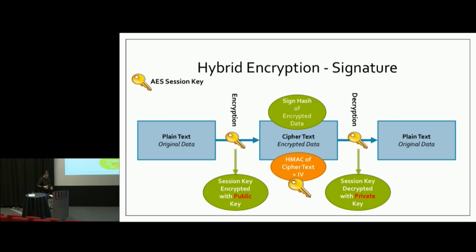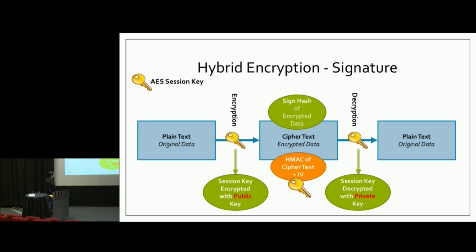So let's now add non-repudiation. So again, very similar to what we had before. We generate our session key, we generate the initialization vector, encrypt our data with that session key, and then we encrypt that session key with the recipient's public key. So that's exactly the same. Then again, we calculate the HashMAC of the ciphertext and the initialization vector using that session key that we generated. So that's exactly the same as what we've just looked at a minute ago.